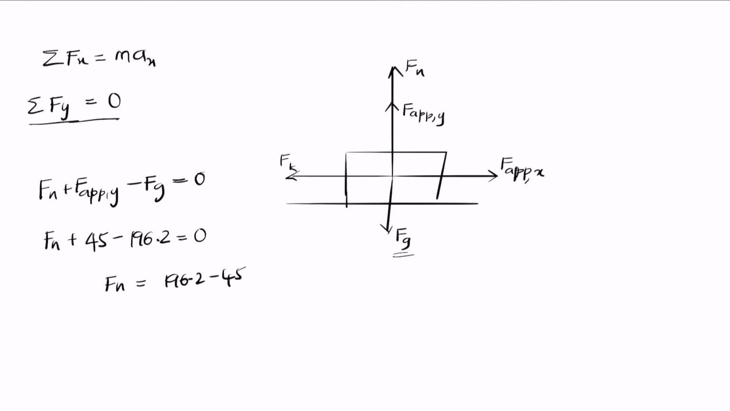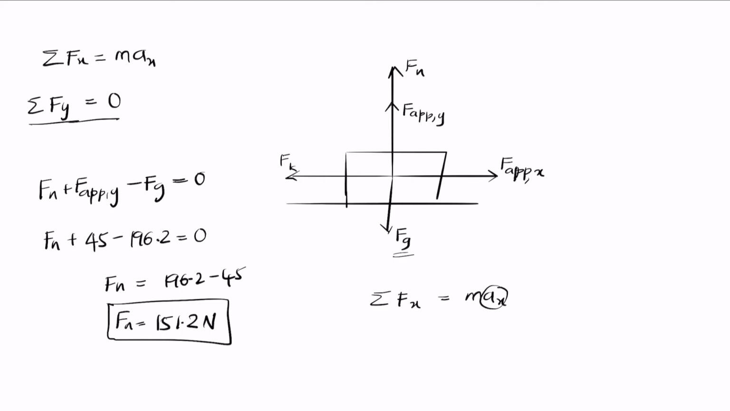196.2 minus 45 becomes, so Fn here becomes 151.2 Newton. So we have the normal force now. Now let's get into the x direction quantity, which is sigma Fx equal to max. So we are calculating this acceleration right here. Again, anything towards the right is positive, anything to the left is negative.